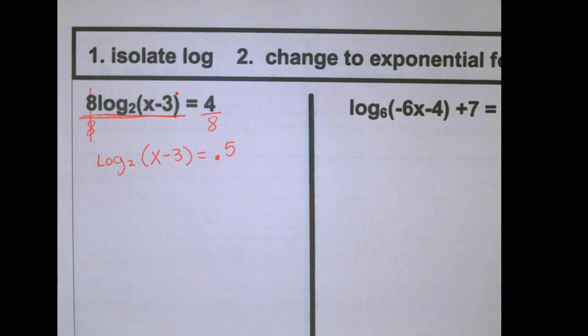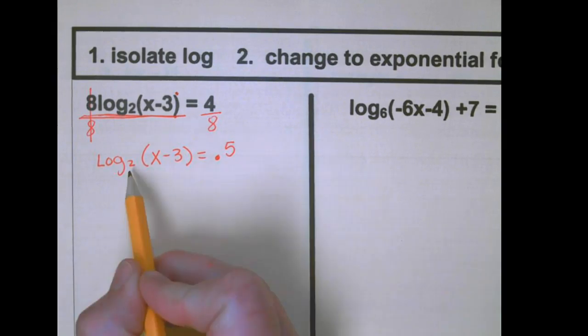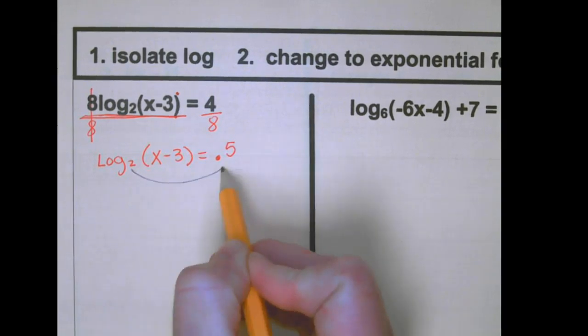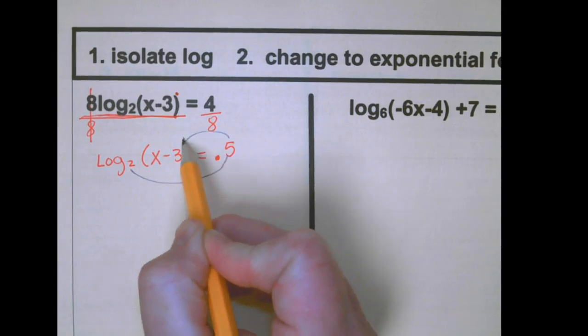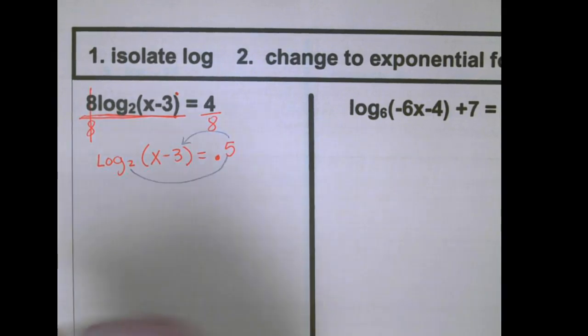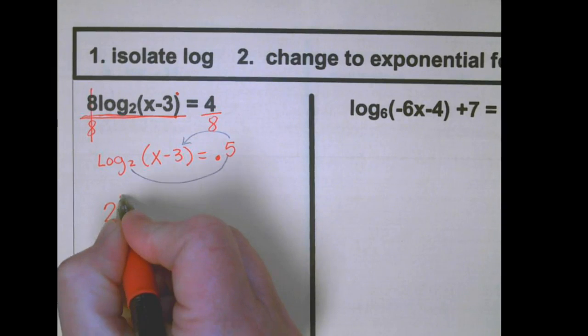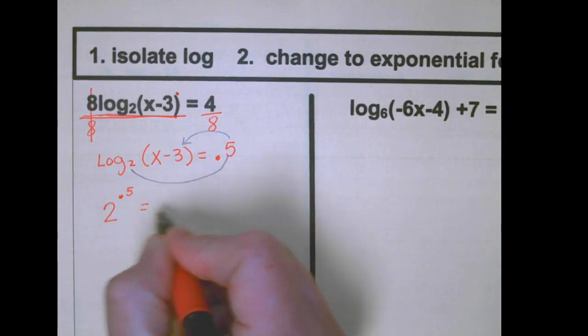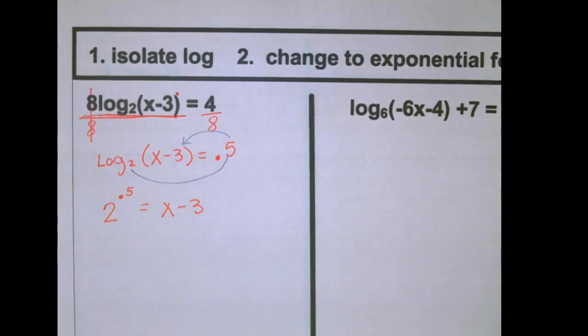Do you remember how to change it to exponential form? This is the base, this becomes the exponent, and that's what it's equal to. 2 is the base, 0.5 is the exponent, and that's equal to x minus 3. Now, 2 raised to the 0.5 power does not come out to be a beautiful number.